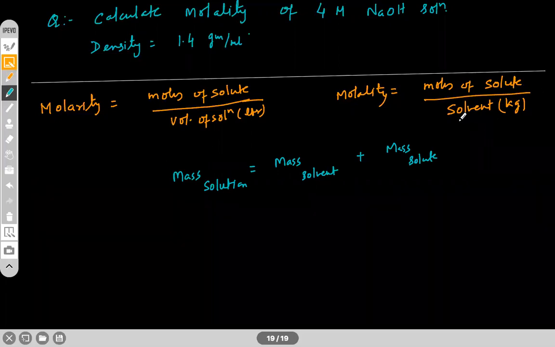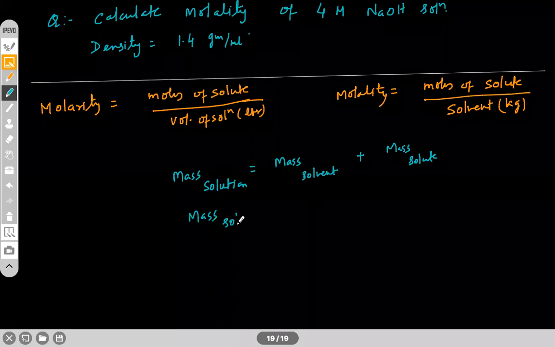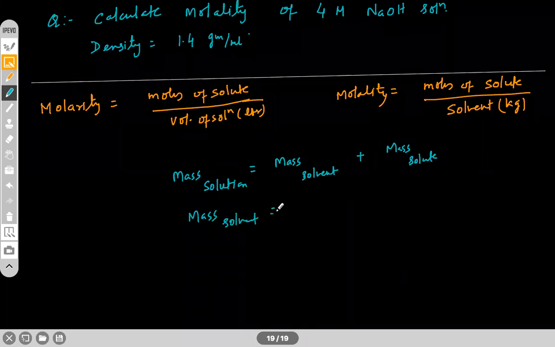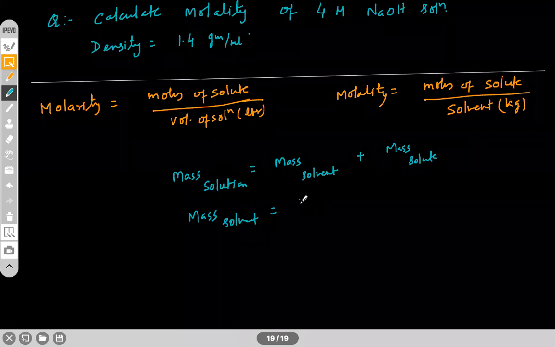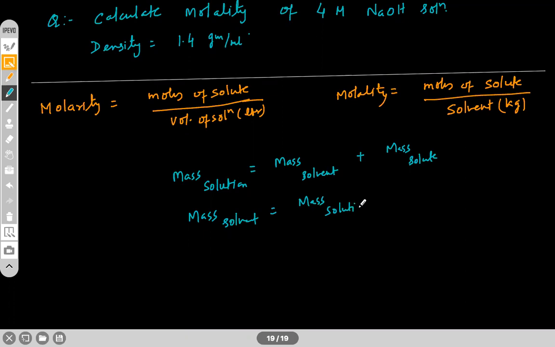We need to find out the mass of solvent. So mass of solvent is what? Mass of solution minus mass of solute. So mass of solvent is equal to mass of solution minus mass of solute. Solute will be mentioned in the question. Like here it is NaOH mentioned.